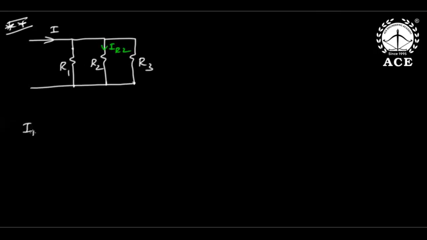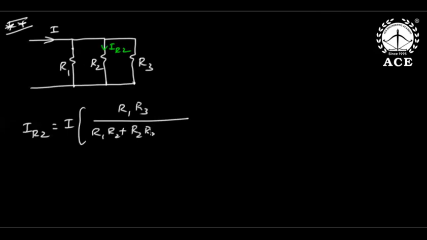So what is this IR2? IR2 will be total current into first product of remaining two. What is product of remaining two? R1, R3 by sum of products, like R1, R2 plus R2, R3 plus R3, R1. So this IR2 will be total current into product of remaining two, R1, R3, by sum of products. But suppose if it is IR3, IR3 will be total current into product of remaining two, R1, R2, by sum of products.